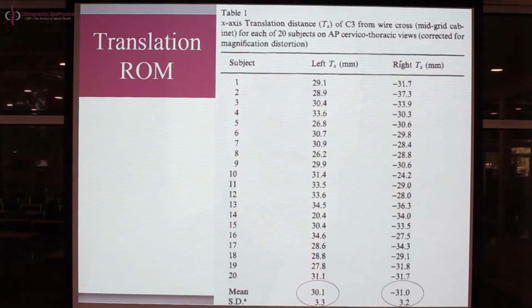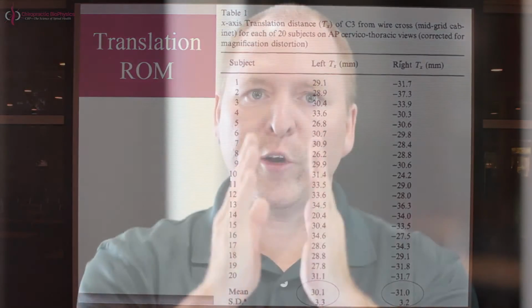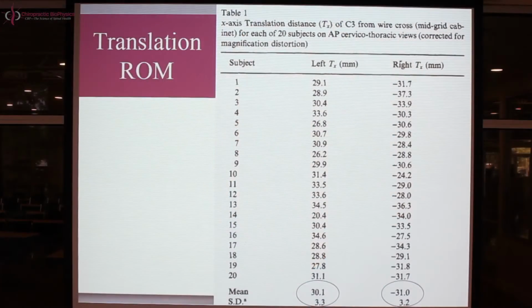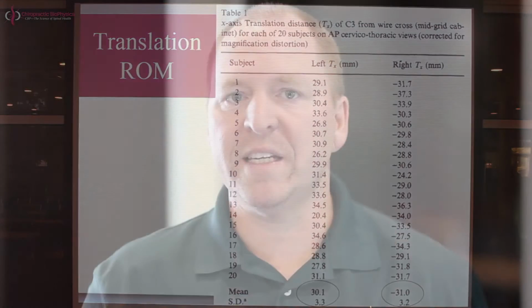And if you look at the standard deviation, it tells me how close approximately two-thirds of my subjects are to each other. So if I look at a standard deviation of plus or minus what we call 3.3 or 3.2 millimeters, that's really small. That means two-thirds of my 20 subjects sit inside 30 to 31 millimeters plus or minus 3. This is a very narrow distribution, so it tells me the average person could go about the same distance, okay?